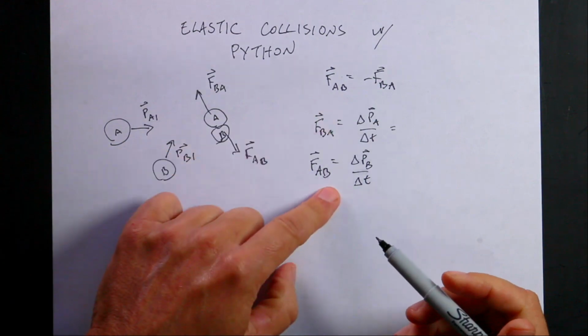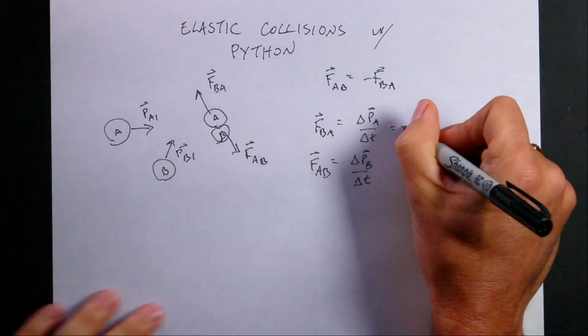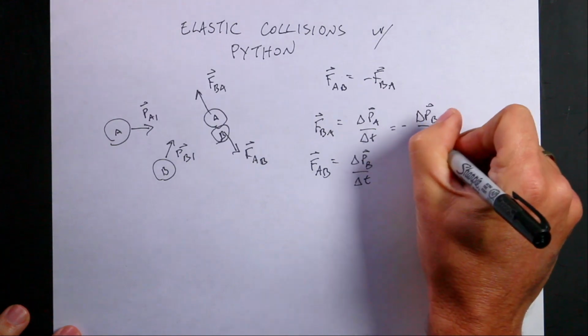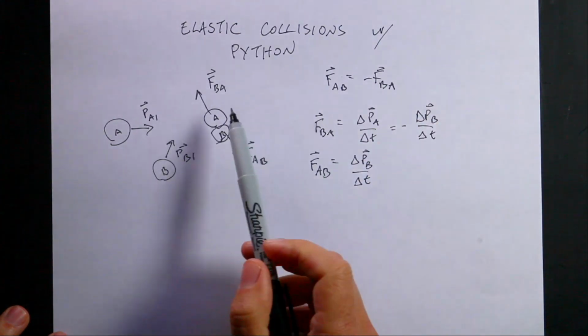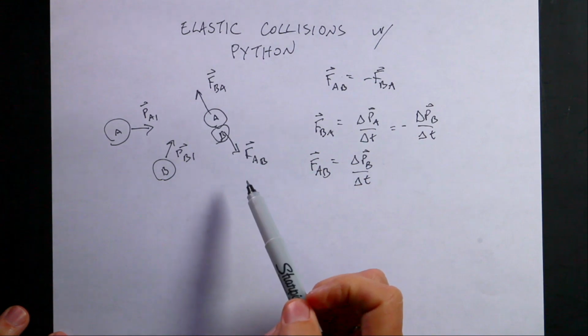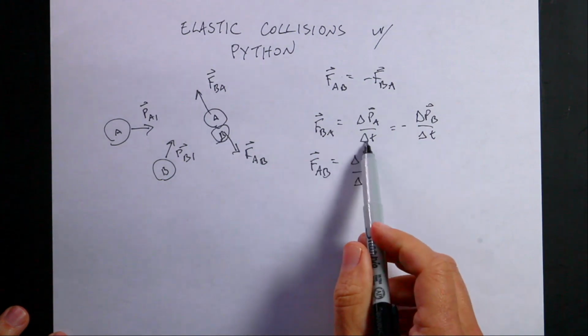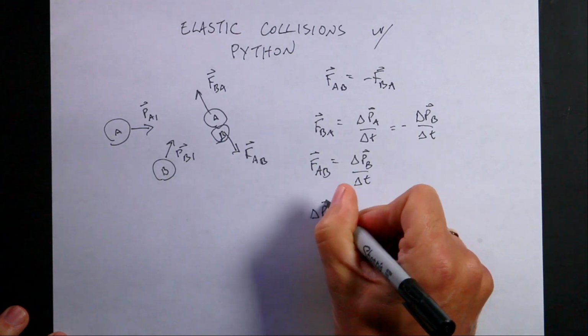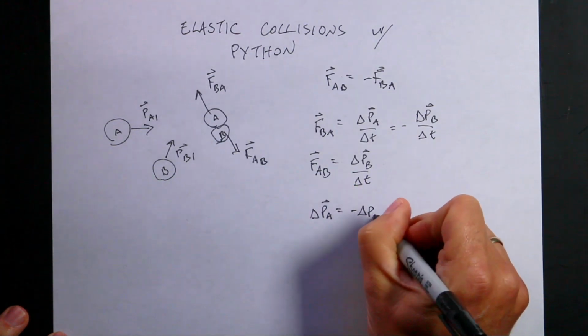But these two are equal and opposite of each other. So this is going to be equal to negative delta PB over delta T. Now, if A pushes on B for the same amount of time that B pushes on A, then these two delta T's are the same, and I get delta PA equals negative delta PB.